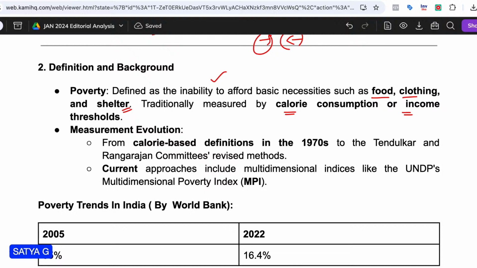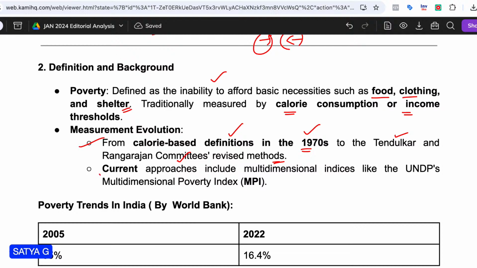If you see the measurement evolution, in the 1970s there was the Alagh committee and the Lakdawala committee, which used calorie definitions. Later they moved to the Tendulkar committee and Rangarajan committee, which are based upon income. If you earn some income per day, based upon that, whether you are a poor person or a rich person is estimated. So that changed.